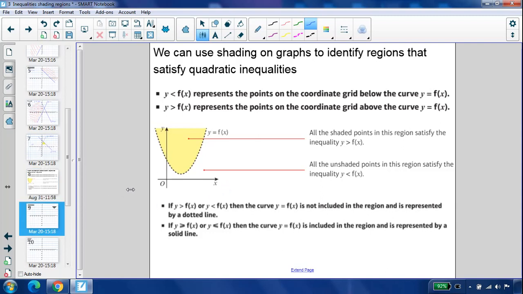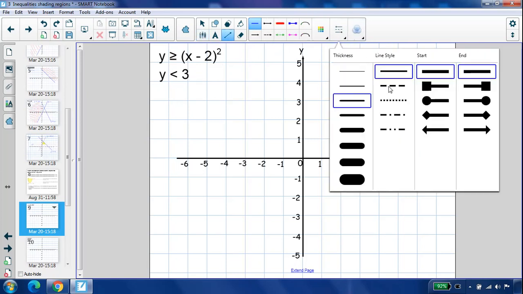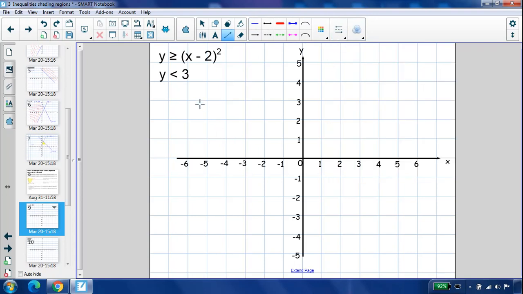So let's have a look at an example then. I've got y is greater than or equal to x minus 2 squared and y is less than 3. Let's start with this one first. I'm going to have a dotted line and it's going to be where y is equal to 3.